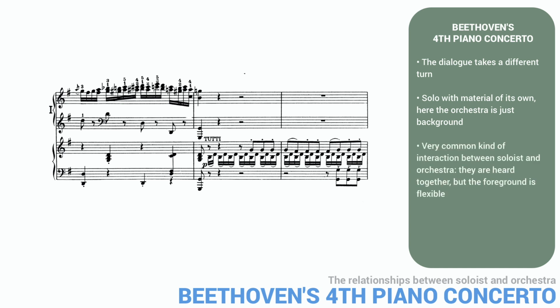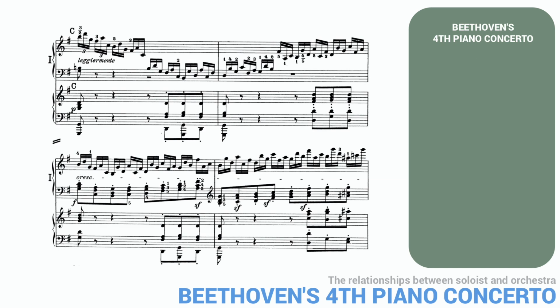This is another very common kind of interaction between soloist and orchestra. They're heard together, but the foreground is flexible, moving back and forth between them. At rehearsal C, the piano becomes much more active, careening around with quick arpeggios.